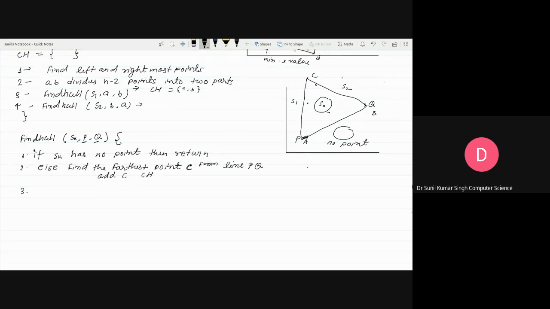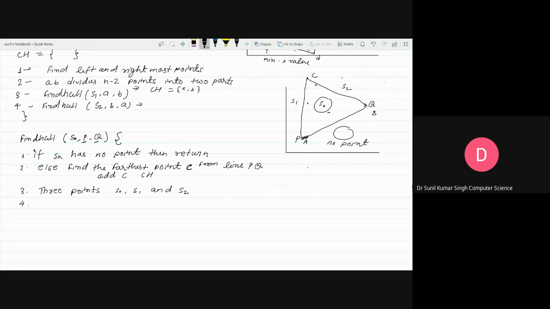So S1 and S2 are the meaningful ones for S. S1 is the right side of CP, and S2 is the right side of QC. So what we have to do in these 3 sets, S0, S1 and S2, we have to call the find hull function once again.